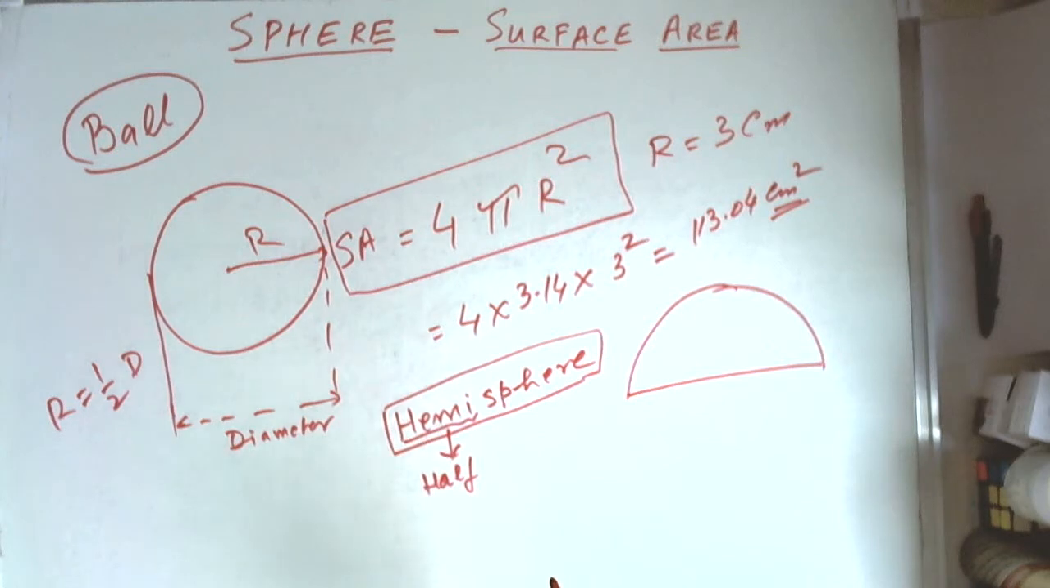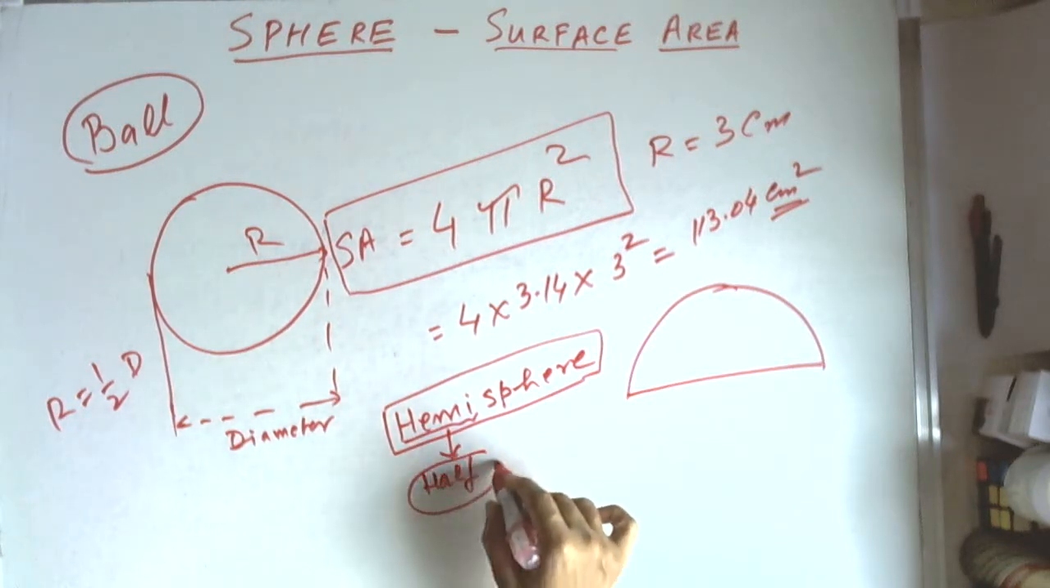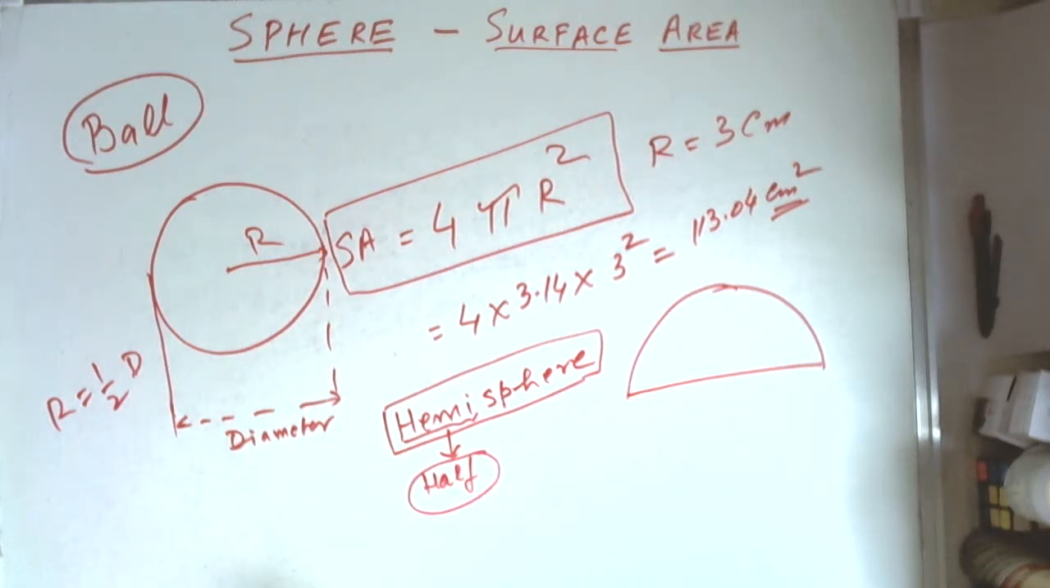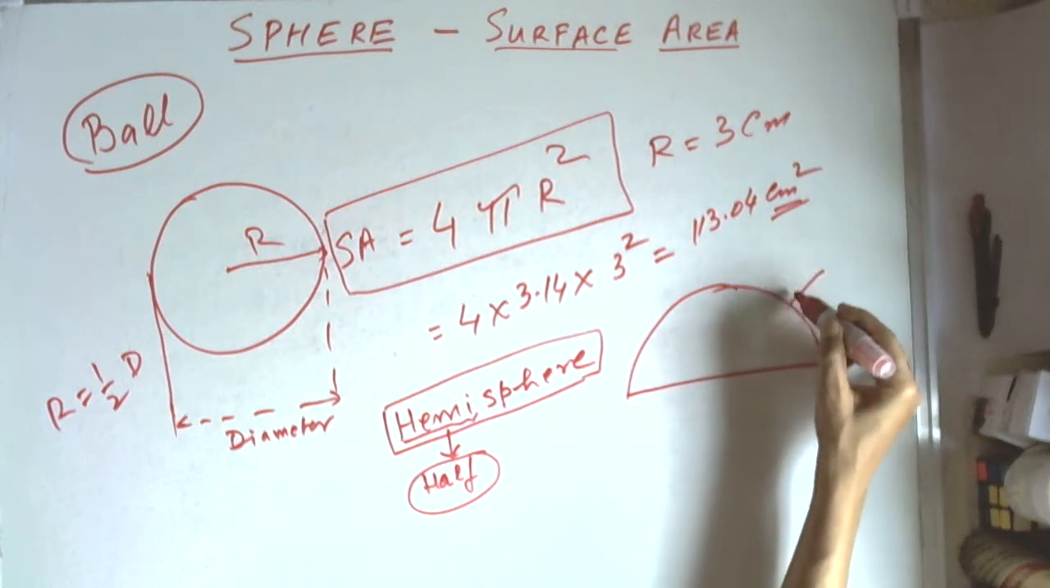For example, Earth is also like a sphere, and then we have two hemispheres. We call them the north hemisphere and the south hemisphere. We living in India are living in the north hemisphere, whereas countries like Australia and New Zealand are in the south hemisphere of the earth.